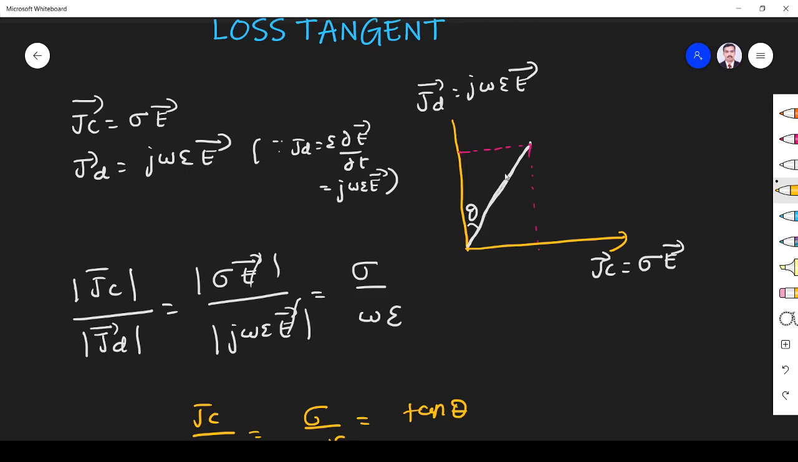This line is demarcating conductor and dielectric. You see this conduction current density, we know it is available only in conductor. In dielectric the current is due to displacement current. This line segregates conductor from dielectric, right? But it is used to find how lossy the medium is. Okay, let us see in what way we are going to find.